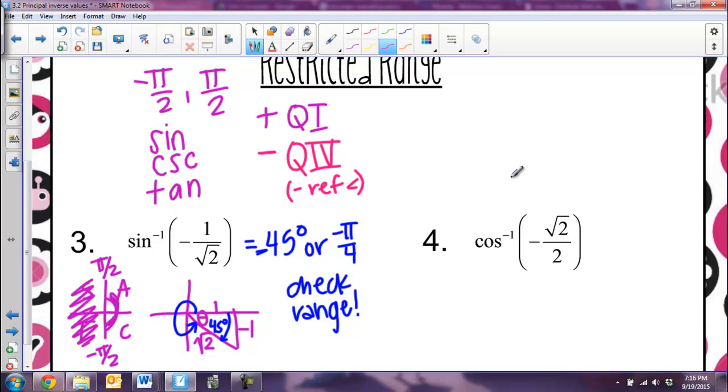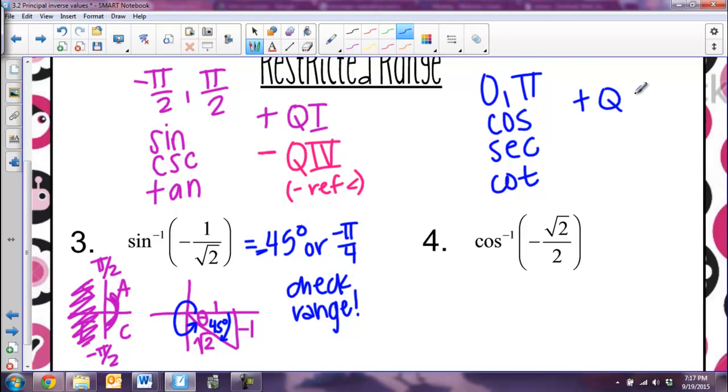Okay, so similarly, we're going to look at the other restricted range that we were given, and that one was in between 0 and pi, so your other trig functions will fall under there. So cosine, secant, and cotangent all fall within 0 to pi. So same deal here. If you have a positive angle, you're going to put it in quadrant 1. Okay, that one's pretty straightforward.